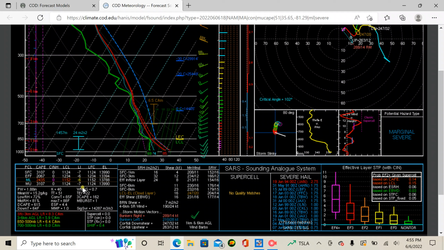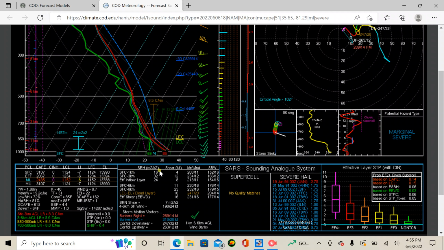And the LI is just the lift. For this, you want as high of a negative number as possible. Usually anything higher than -5, you have a sufficient amount of lift for storms. And I'll come back to CINH here. Usually you want the number as close to 0 as possible, I'll note. And here you have surface to 1 kilometer, surface to 3 kilometer.